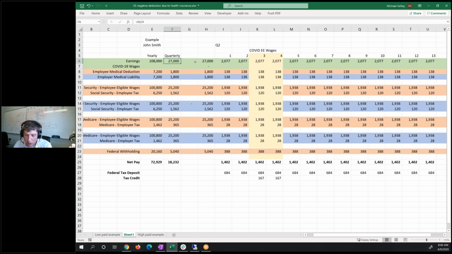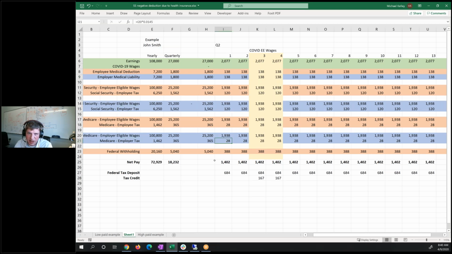So if he was to be paid normal wages all quarter long, he would be paid $2,077. He would have an employee medical deduction, you can see here. He would also have employee tax of $120, employer Medicare tax of $28, federal withholding. I put him at 20% of $388, which would give him his net pay here of $1,402. That's all normal stuff. That's the stuff we've been doing since 1984. And of course, the employer has their own portion. We have the employer medical liability, 138. We have the employer Social Security tax, 120.